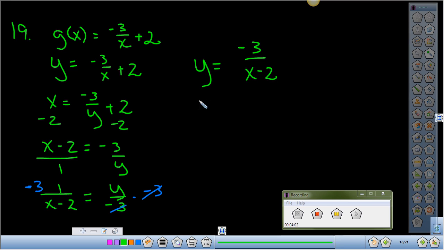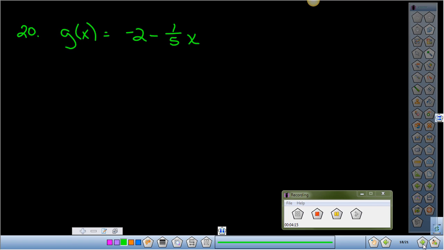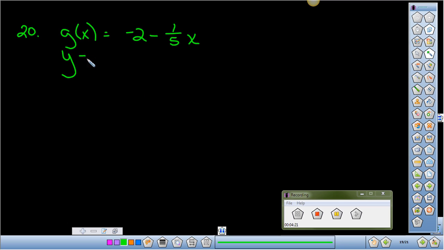And again, we're going to swap out that y for the inverse notation. g inverse is equal to negative 3 over x minus 2. So that's just a different way of doing it. You can choose which way you prefer. Let's move on to question number 20. Question number 20, once again, you're asked to find the inverse. So let's go ahead and change this out.